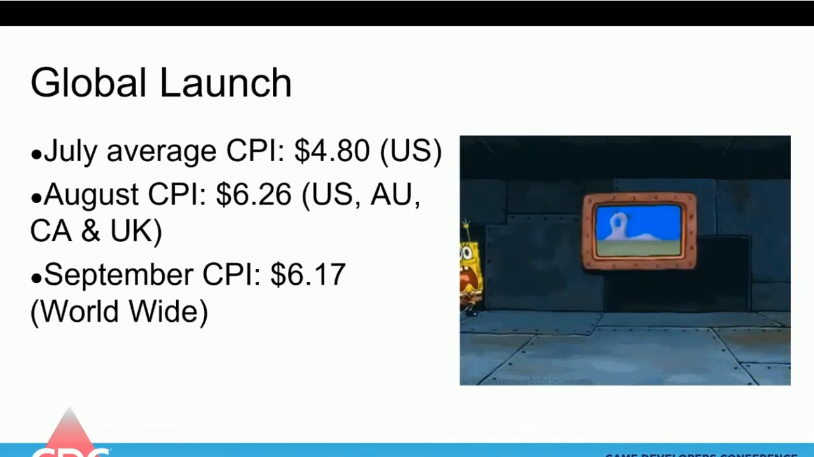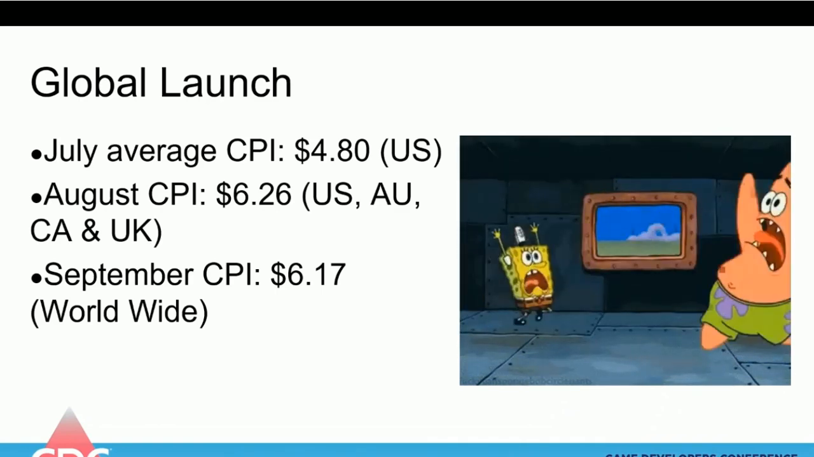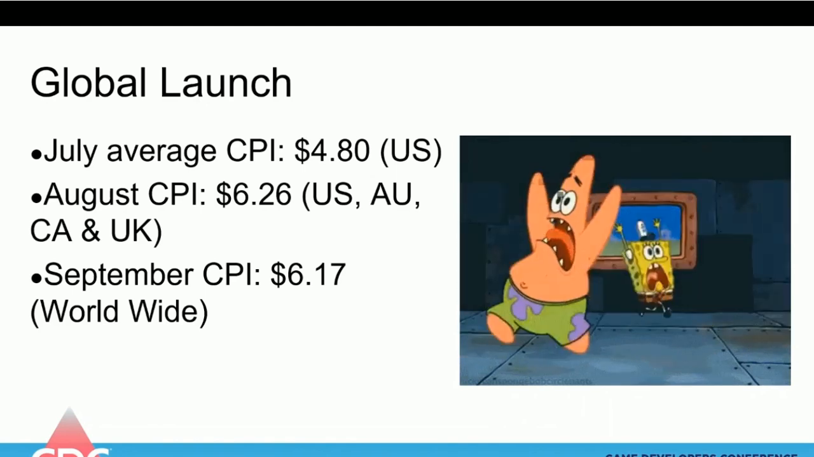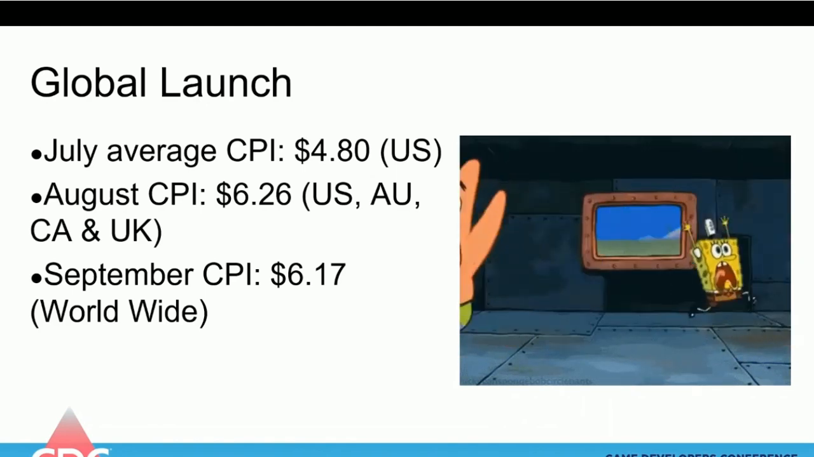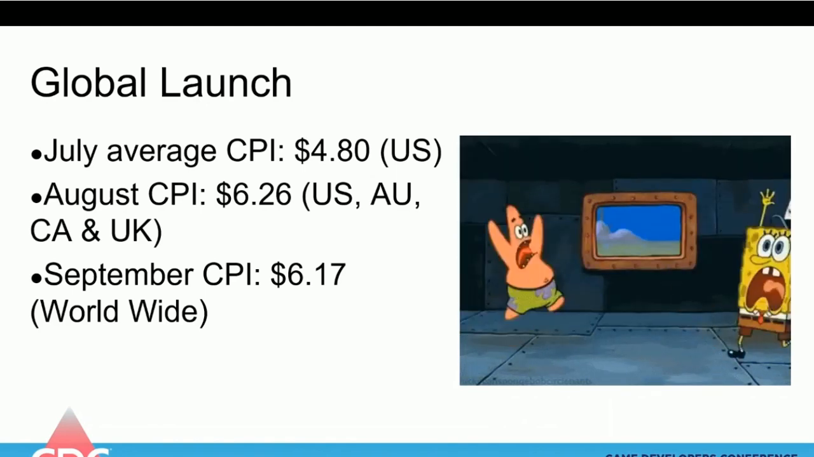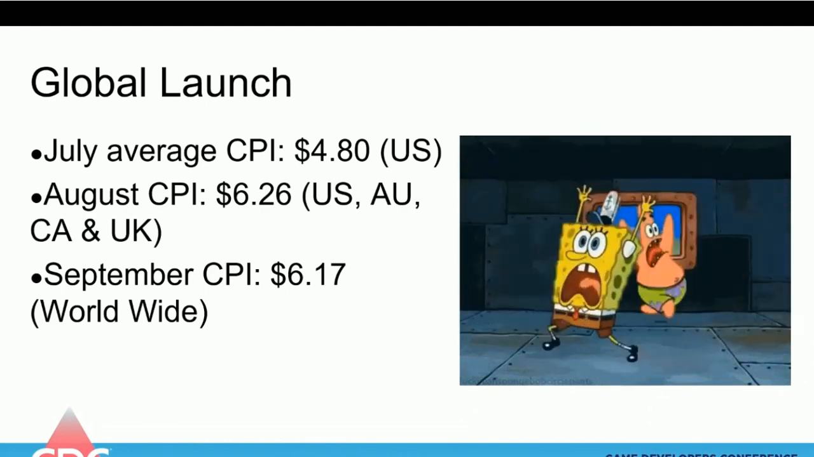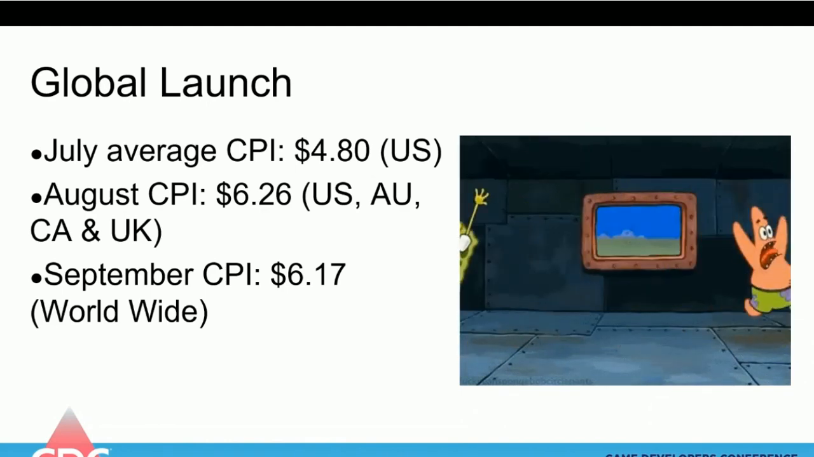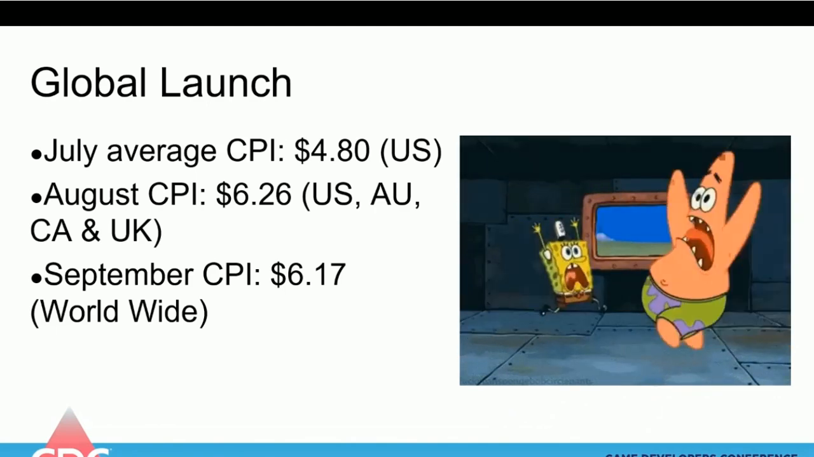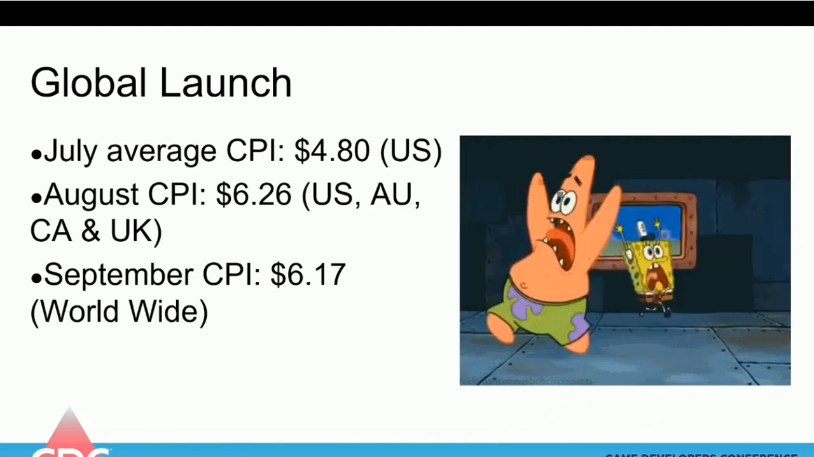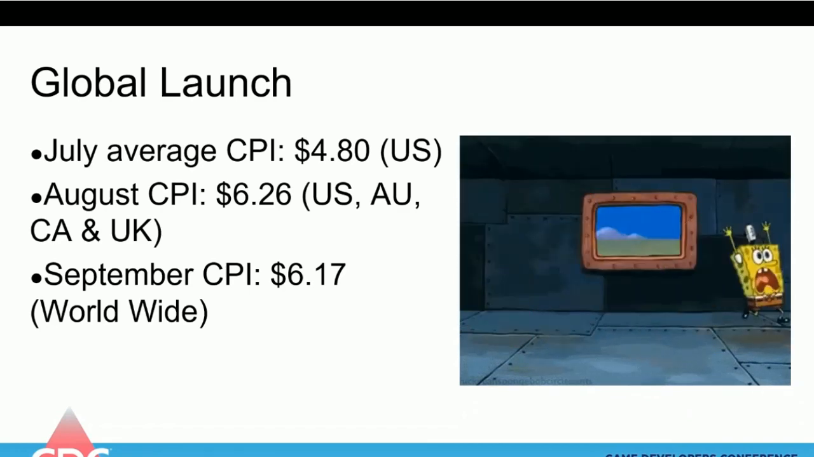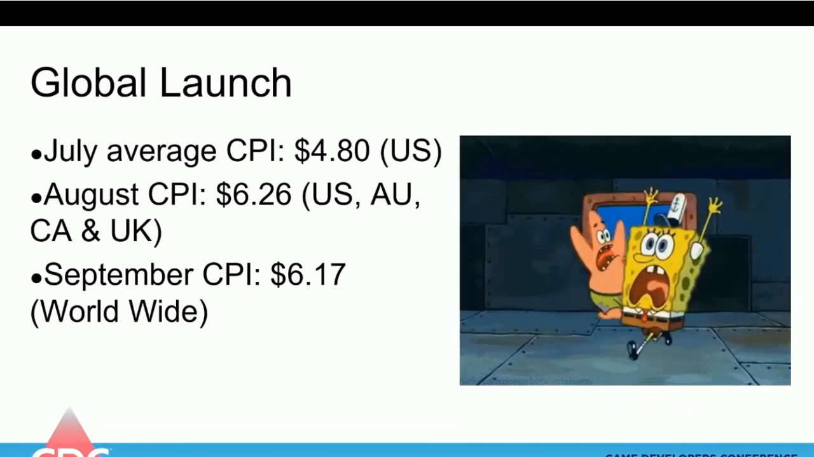But at that point, we were only spending in the US, so people thought that perhaps, as we hit more geos, it would go down. Well, in August, we opened up to more countries, and the average CPI shot up to $6.26. And then in September, we spent in almost all countries, including a bunch of tier 3s, with the use of worldwide campaigns. And that average dropped less than 10 cents.